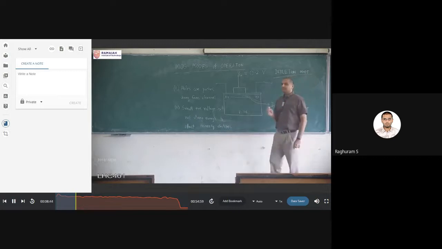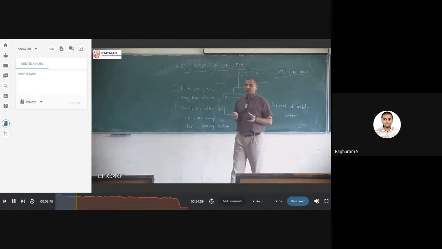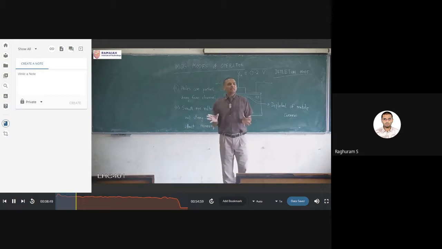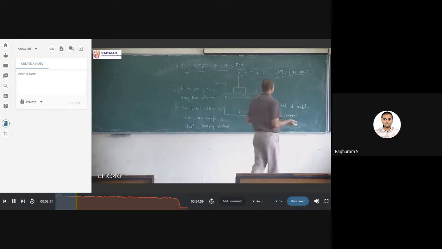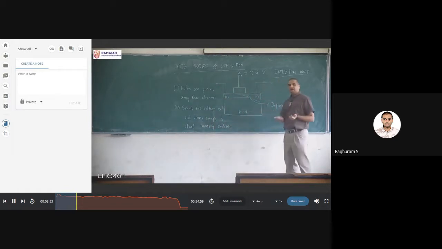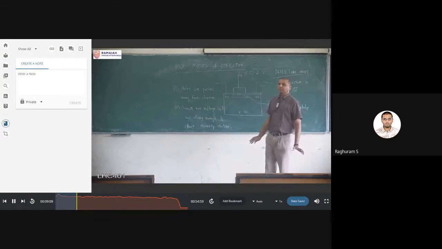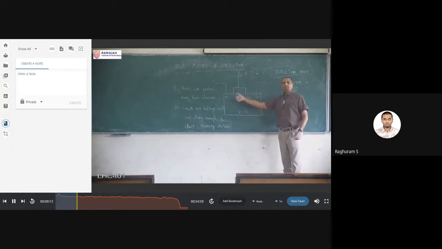Okay, this is the depletion mode. From the channel region, we are hardly having any mobile carriers, and because of that, the source and drain are still not connected to each other, and the transistor is still off. Okay, we cannot have a connection between source and drain.